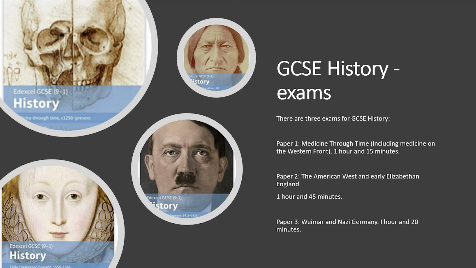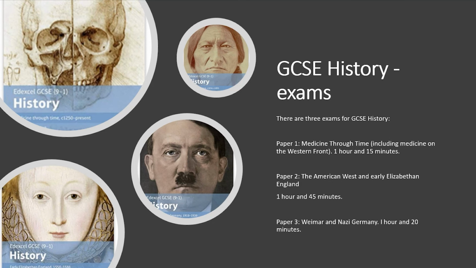Medicine, which also covers a section on medicine during the First World War. So we look at how medicine had to develop very rapidly in order to sort of deal with the huge numbers of casualties that were caused in the trenches and on the battlefields of the First World War. And that's all on the paper 1 of the exam.